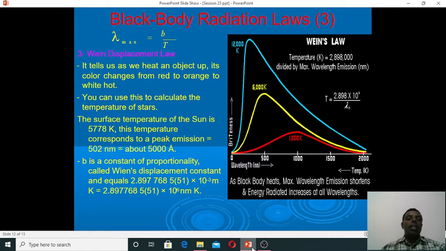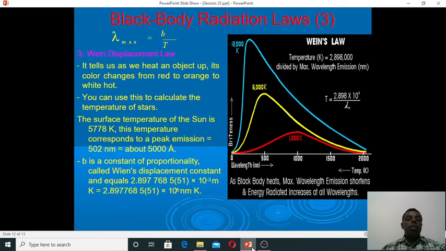It tells us that as we heat an object up, its color changes from red to orange to white hot. You can use this to calculate the temperature of a star. The surface temperature of the sun is 5778 Kelvin. This temperature corresponds to the peak emission of 502 nanometers, about 5000 Angstrom.